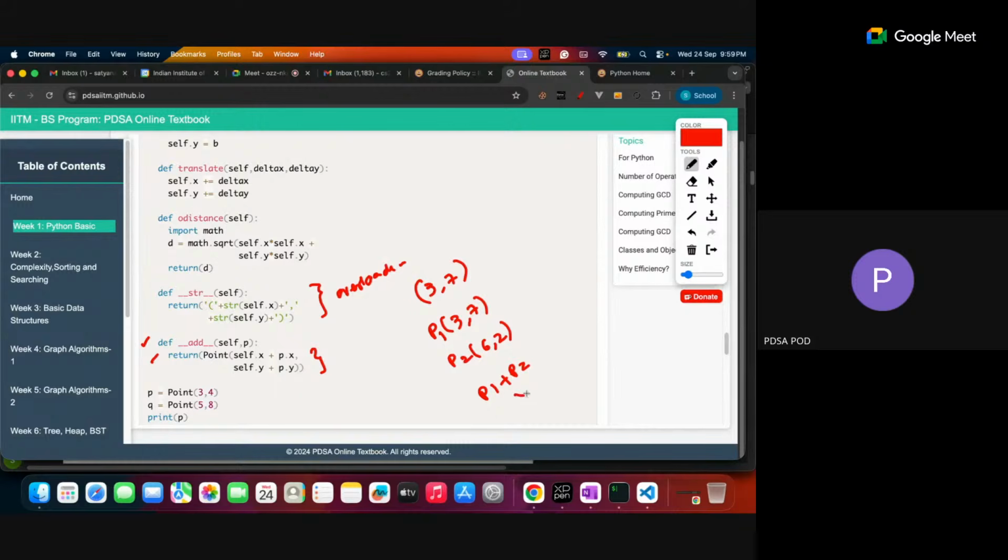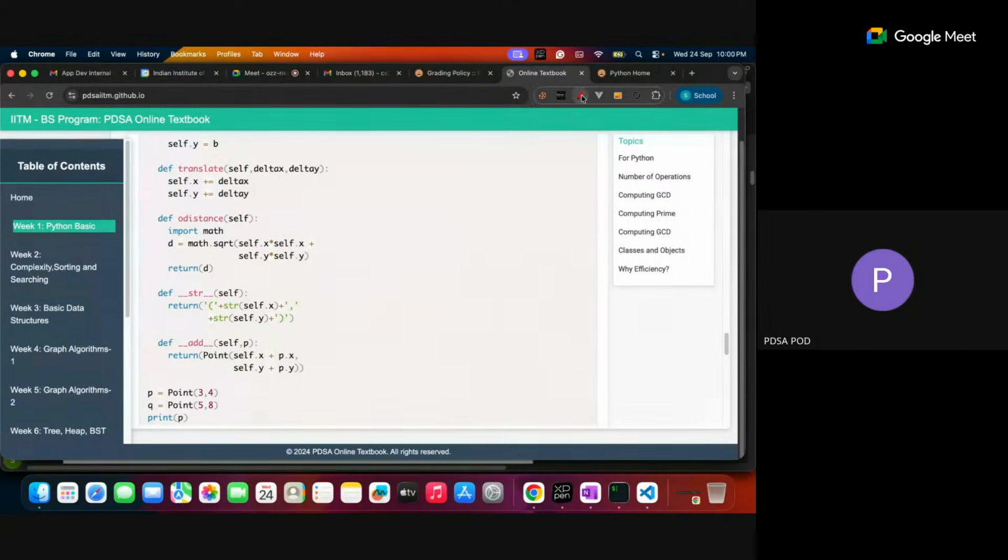So this plus operation will call this add. How do you know these are overloaded functions? Overloaded functions are prefixed and suffixed with underscores. It's simply a predefined overloaded function. It can do string operation, it can do add operation. Similarly, you can do subtraction and multiplication.